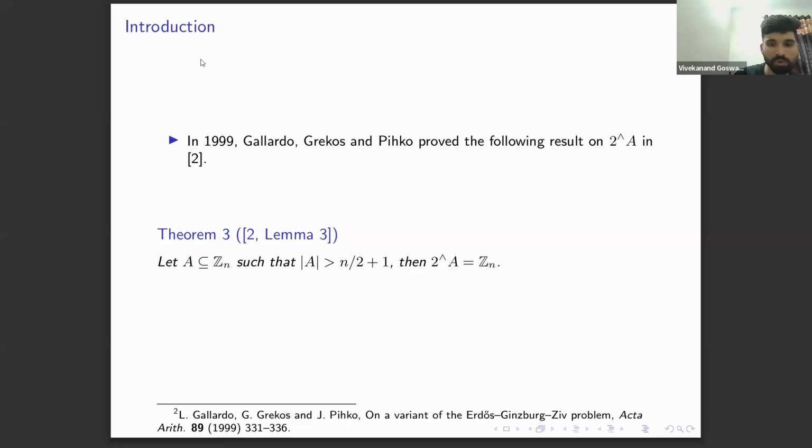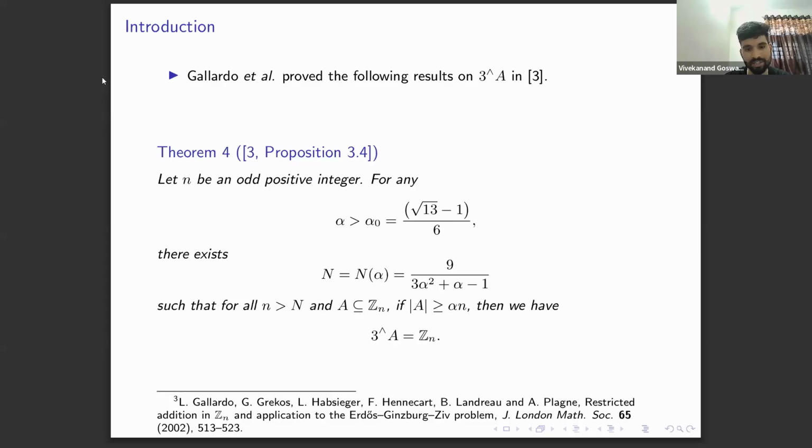Later in 1999, Gallardo, Grekos, and Foucault gave a theorem for 2 hat A in a finite cyclic group of order n. The theorem states that if A is a subset of Z_n such that the cardinality is strictly greater than n by 2 plus 1, then 2 hat A is Z_n.